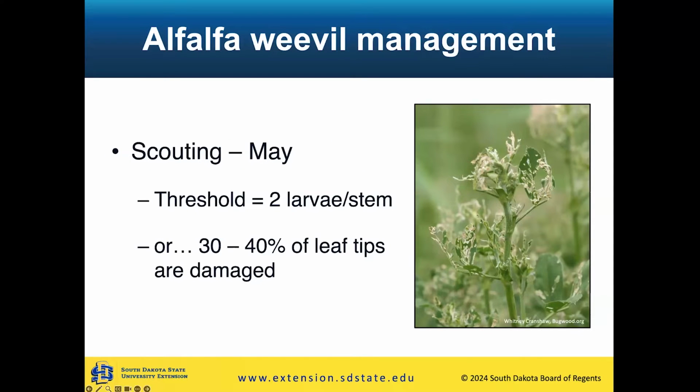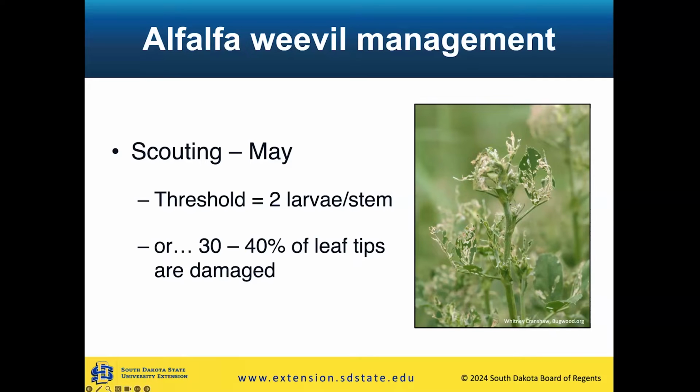So scouting, like I said, they're going to start impacting the alfalfa prior to the first cutting. So right away in May, you need to be looking for these guys. The threshold is 2 larvae per stem, but basically, if you're seeing any larvae out there, it's a good idea to do some type of management, because it happens quickly with alfalfa weevils that they can cause some damage in a short amount of time.